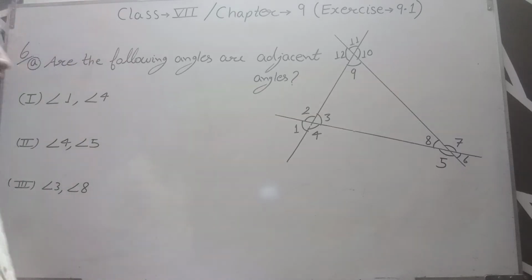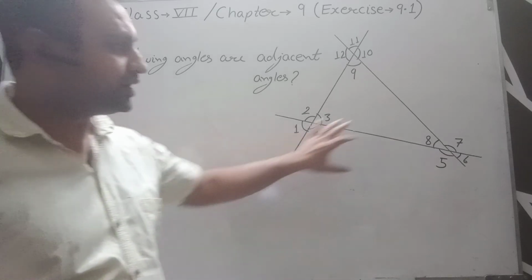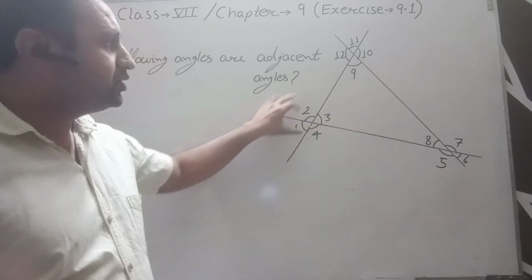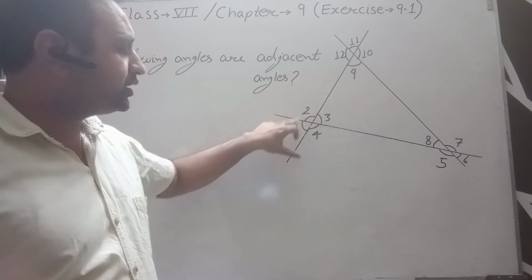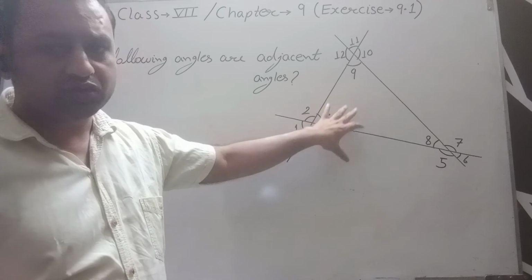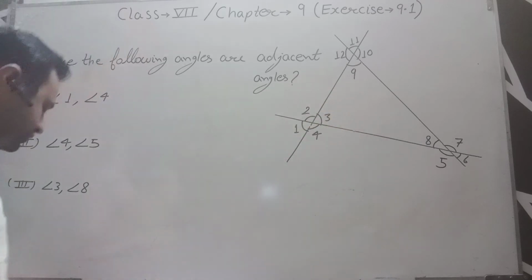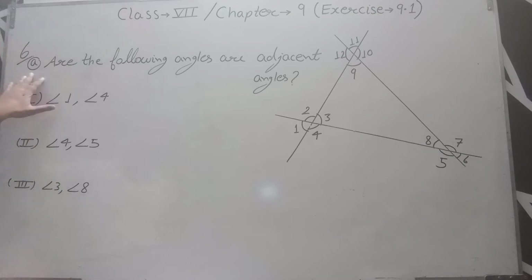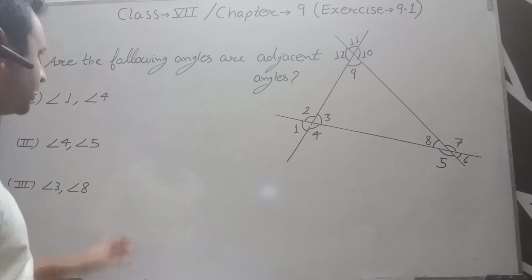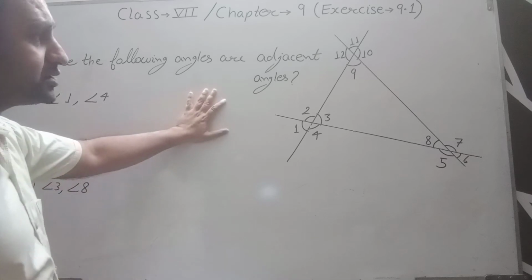Okay students, now we discuss question number 6. In question number 6, a figure is given in which 12 angles are represented. Angle 1, angle 2, 3, 4 and so on. And the question is divided into 5 parts. In the first part, we have to consider whether the following angles are adjacent angles.